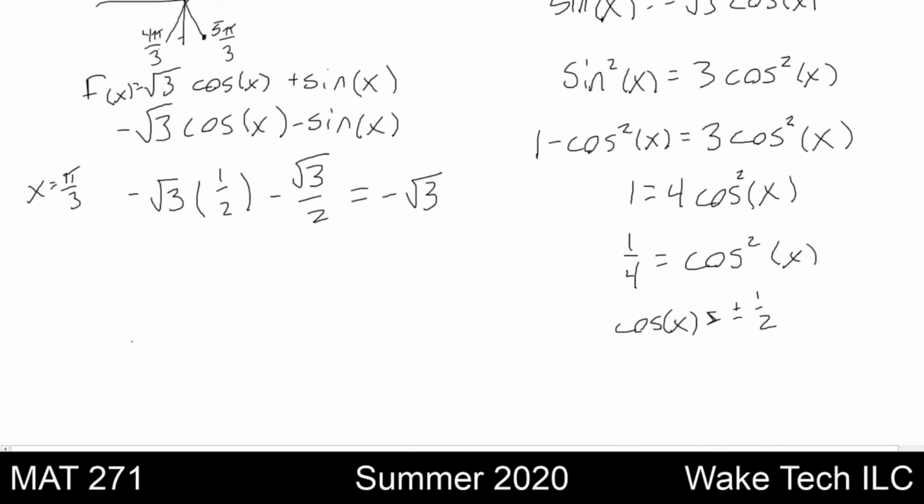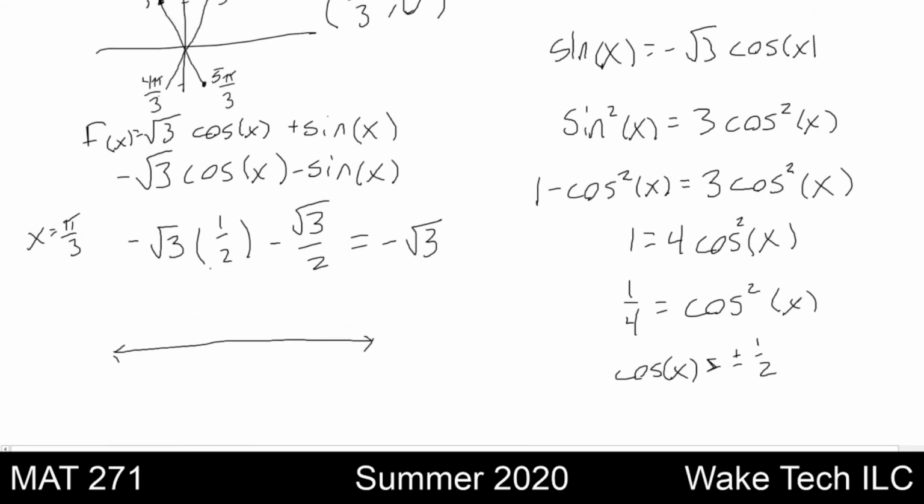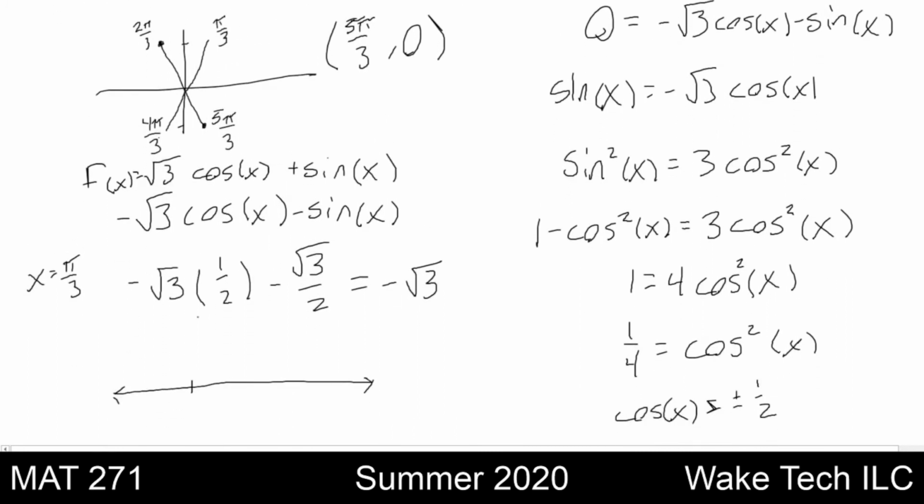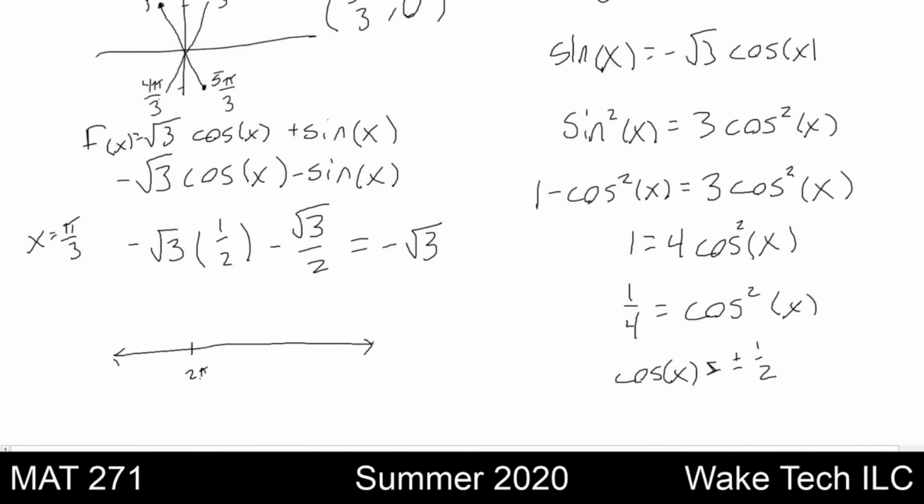Alright, now that we found our inflection points, they also ask us for intervals on which the function is concave up or concave down. You can draw a number line right here and have our 2 inflection points and our limits listed out here. So 2 pi over 3 and 5 pi over 3 with 2 pi right here and 0 right here. And this is absolutely not proportional. We will again do some test points in between.